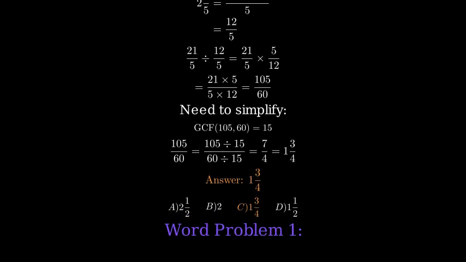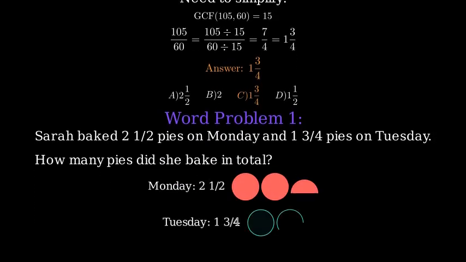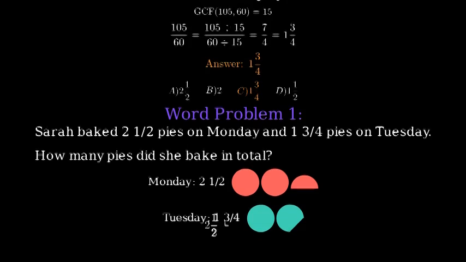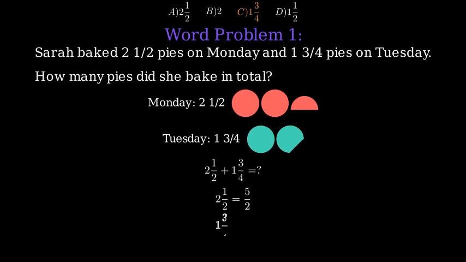Now let's solve a word problem involving mixed numbers. Sarah baked 2½ pies on Monday and 1 3/4 pies on Tuesday. How many pies did she bake in total? This is an addition problem. We need to add 2½ plus 1 3/4. Let's convert to improper fractions. 2½ equals 5/2. 1 3/4 equals 7/4.